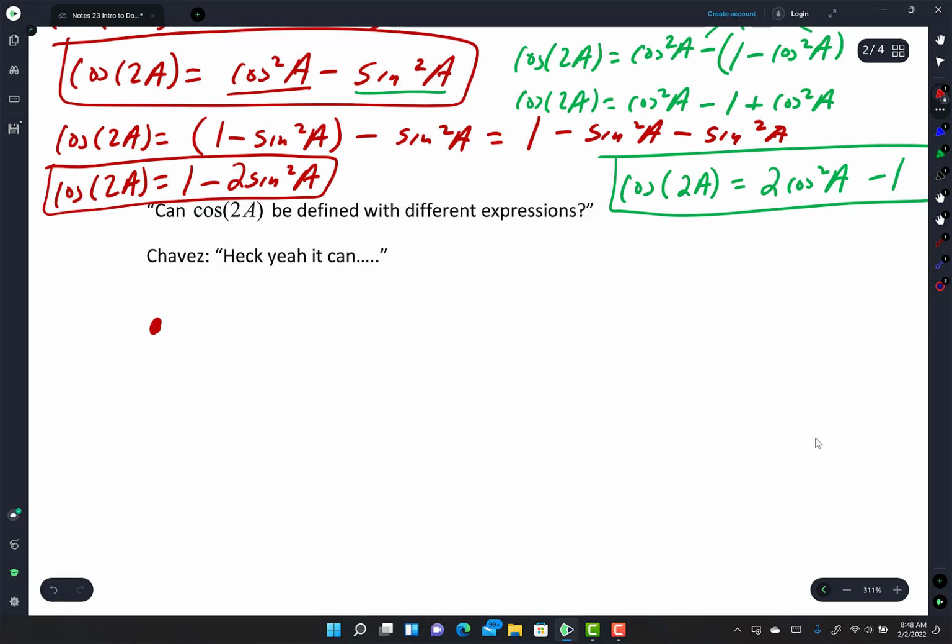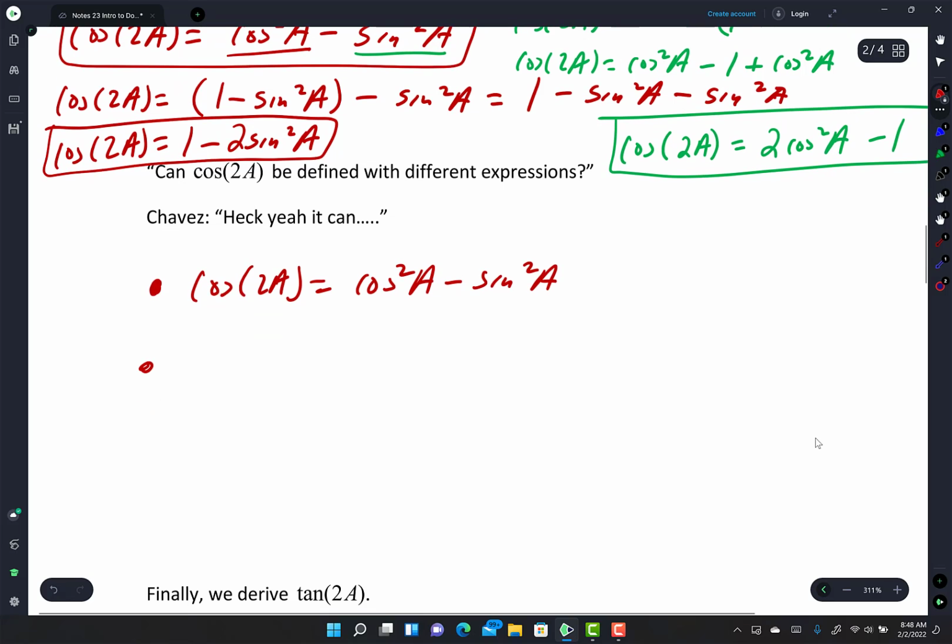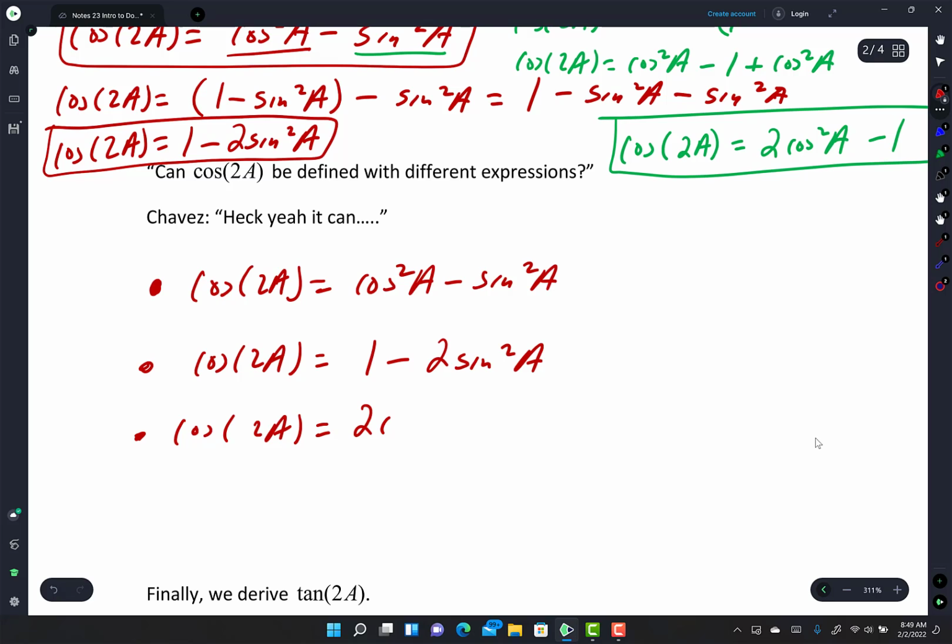We'll put little bullets. My first formula is cosine 2a is equal to cosine squared a minus sine squared a. My second equation is cosine 2a is equal to 1 minus 2 sine squared a. And my third equation is equal to 2 cosine squared a minus 1. How do we feel?